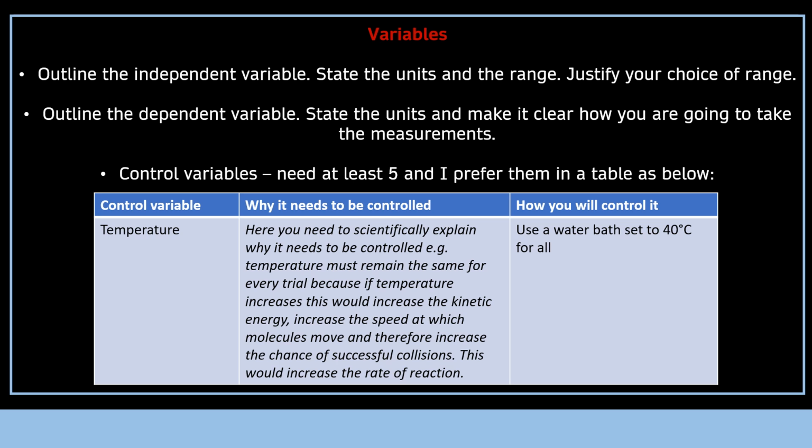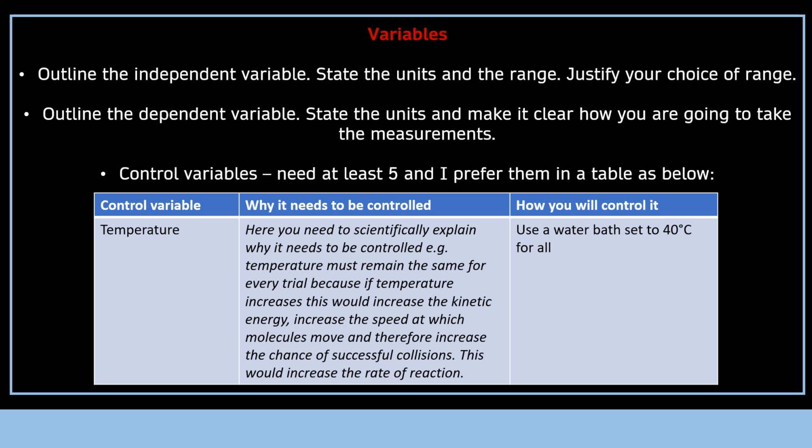Okay, you're going to outline your independent variable. You need to state the unit and the range and explain why you chose that range. So if it's temperature and enzymes investigation, you are choosing 20, 30, 40, 50, 60 degrees because you think that 40 is around about the optimum temperature, and therefore you will be able to see the slower rate of reaction below 40, and you will be able to see when the enzyme is denaturing above 40. So just explain why.